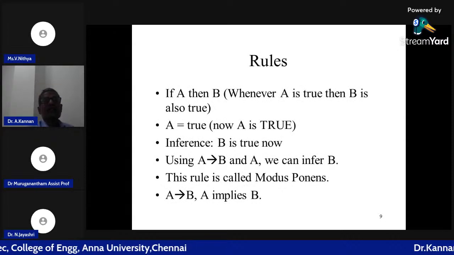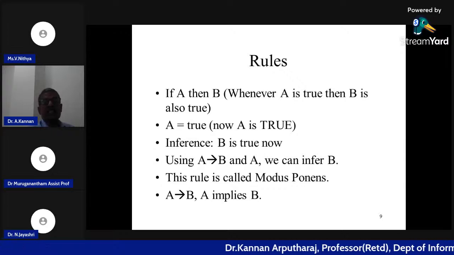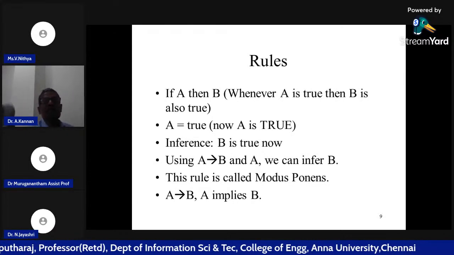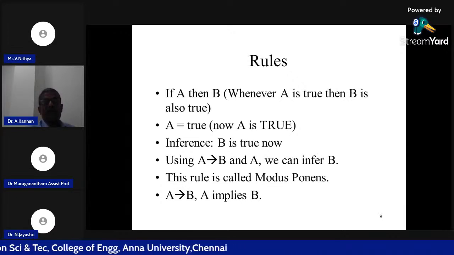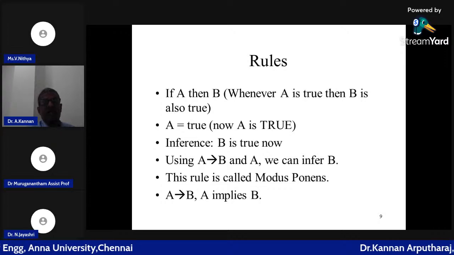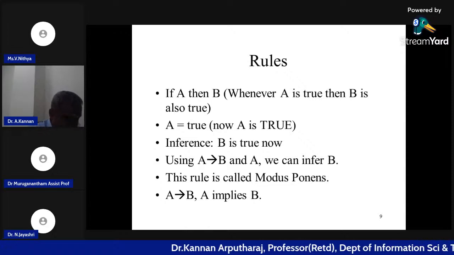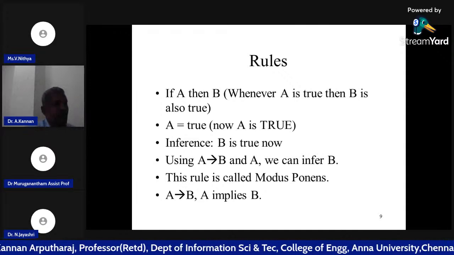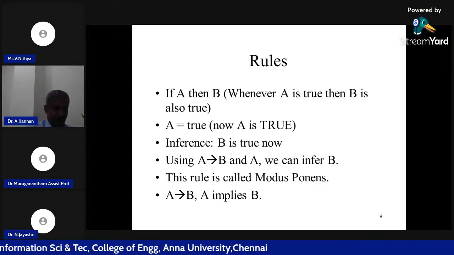Now, some more rules. If A then B, you can write with an arrow mark in the last line, A implies B. That means if A then B. Whenever A is true, then B is true will be written as A implies B. This rule is called modus ponens. If A implies B, and A, that is, whenever A implies B, whenever A is true, B is also true. Now A is true. Therefore, we can infer that B is true. This rule is called modus ponens.